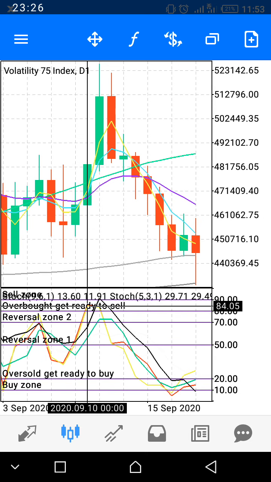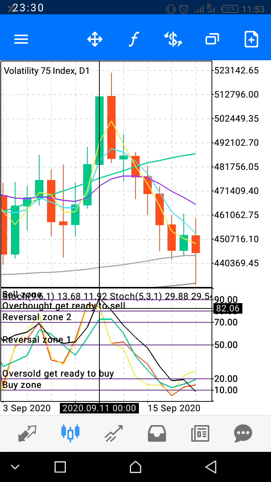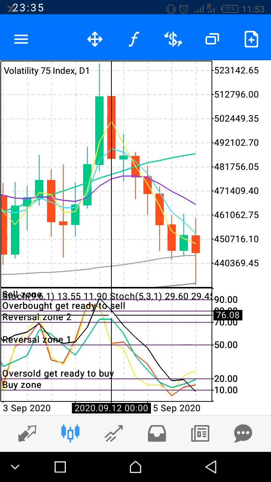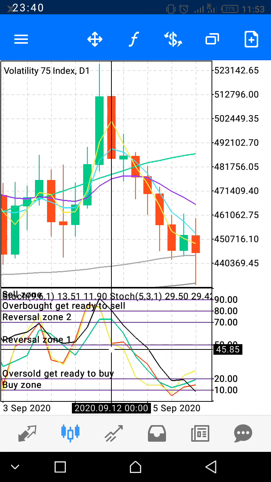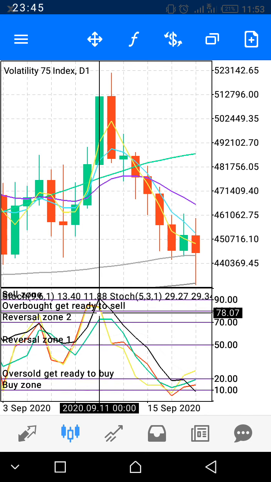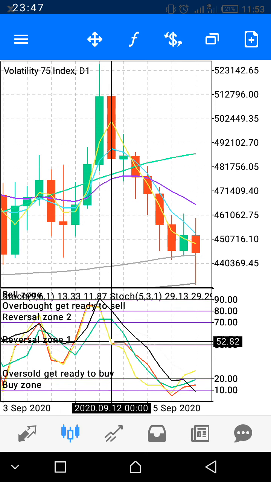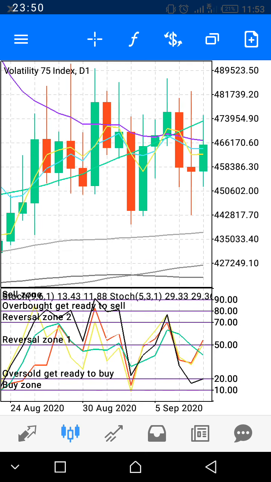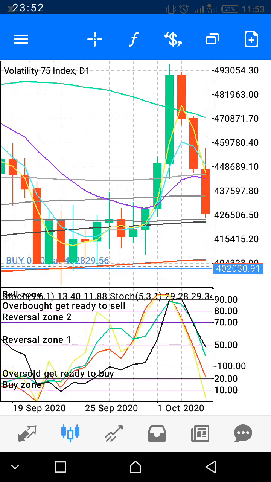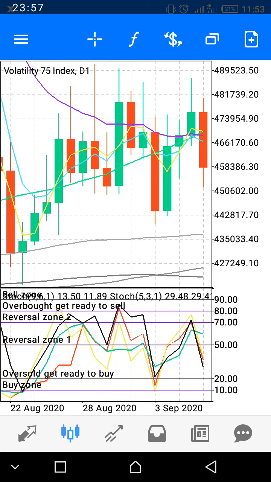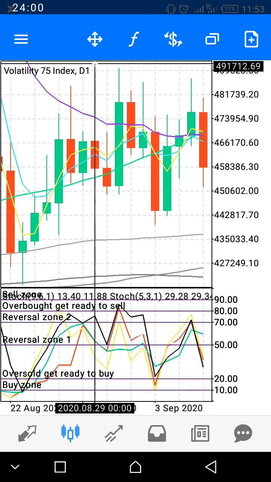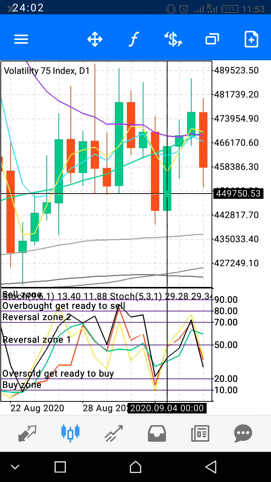But when it got to the point above 80, and the stochastic crosses the green, it tells you that the trend has reversed. That's the power of the stochastic cross. Very, very important. See, remember I told you that when price gets to this pink, it ranges. Look at the range here. For some days, it ranges around this axis.